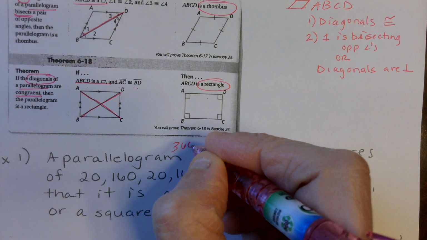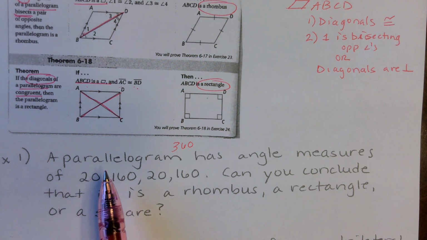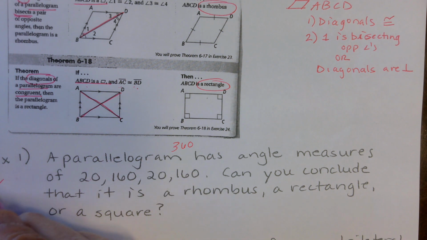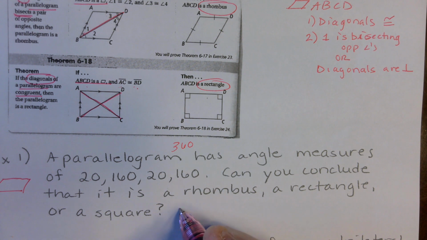360, yep. And they do, because that's 180 and that's 180, and you'll get 360. Also, we learned that in a parallelogram, the angles consecutive next to each other should be supplementary. Are they? Yeah, because I listed them in order. So if we have, actually I'll draw that a little bigger.